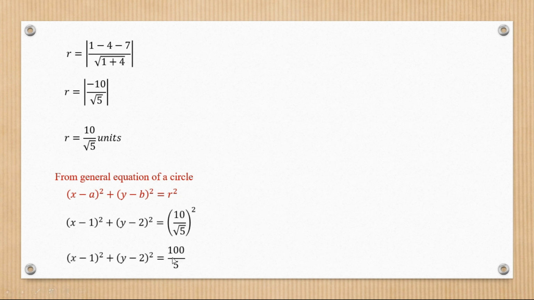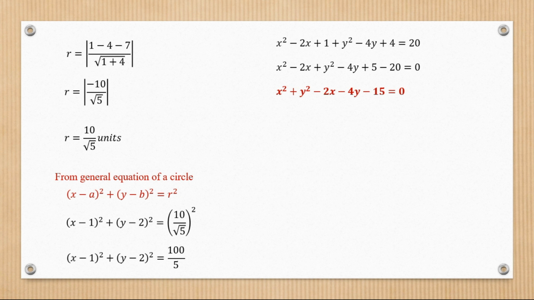So this squared shall give me 100 over 5. Then expand the values on the left hand side and this is what I'll have. So now 100 over 5 is 20. So that's why I have a 20 right there. So now rearrange them and I'll have the equation of the circle being x squared plus y squared minus 2x minus 4y minus 15 being equal to 0. So therefore that shall be the equation of the circle.